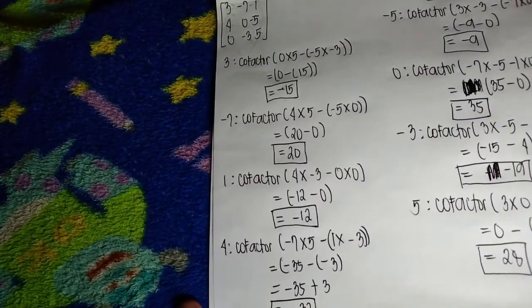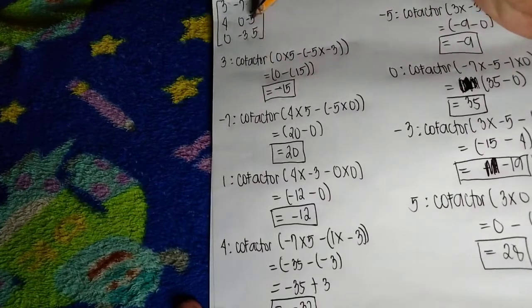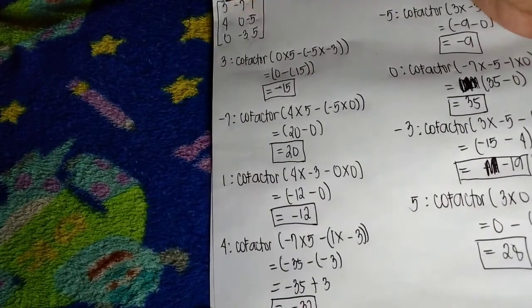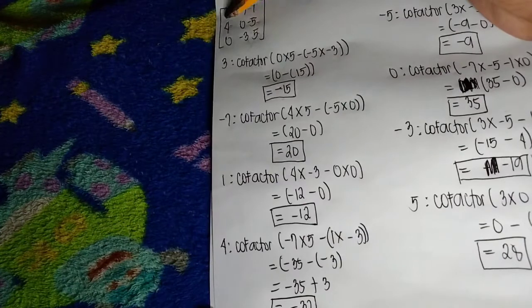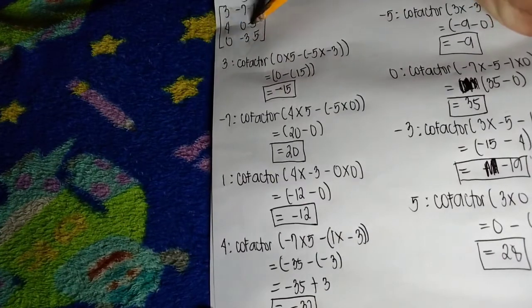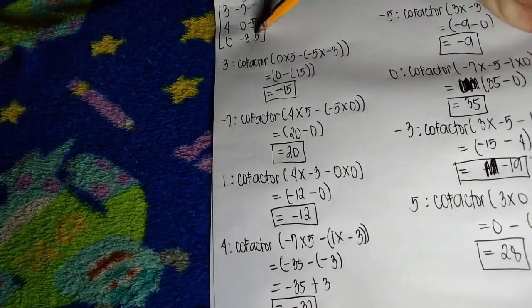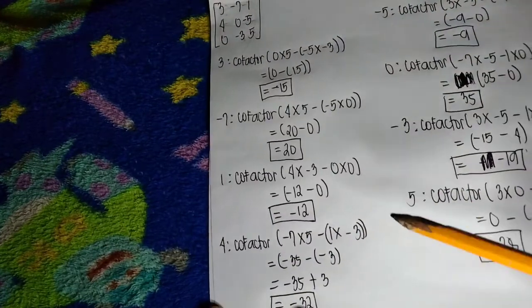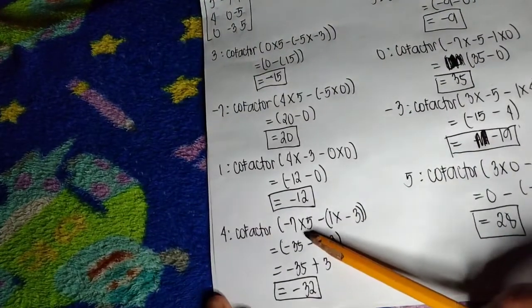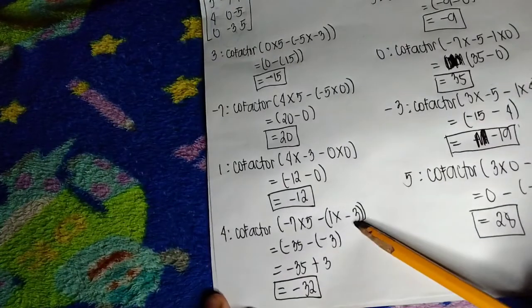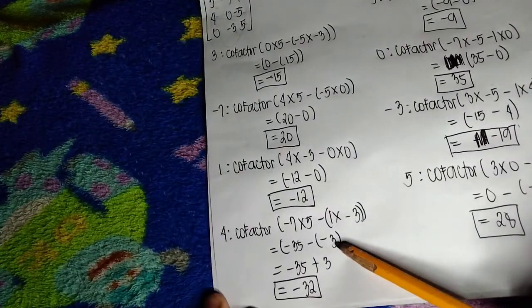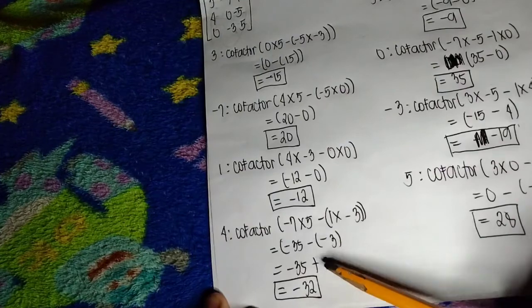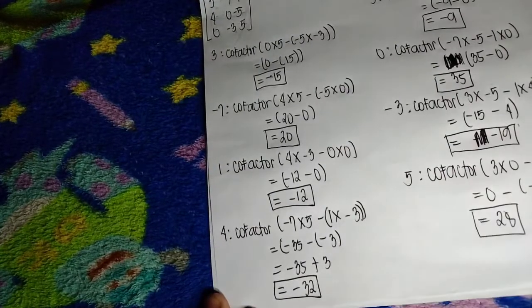So, next is ang second row na naman, yung 4, 0, and negative 5. So, 4, cover yung vertical niya at saka horizontal. So, negative 7 times 5 minus 1 times negative 3. So, magiging negative 35. Then, negative 3. Distribute dito sa negative. So, magiging positive 3 and negative 32 ang answer.